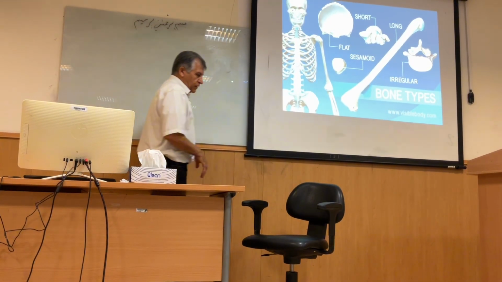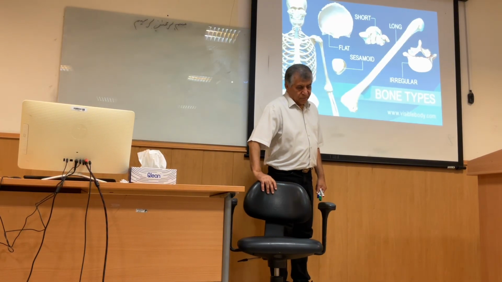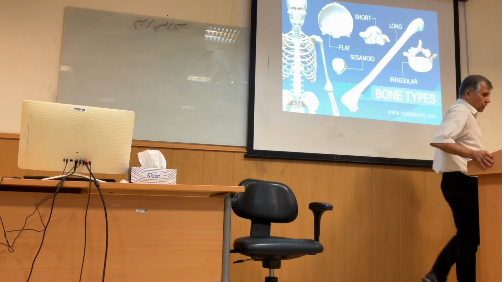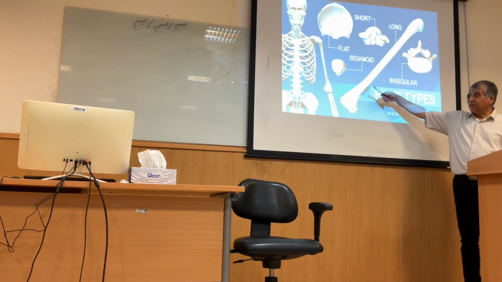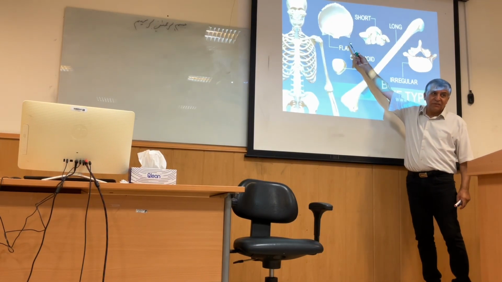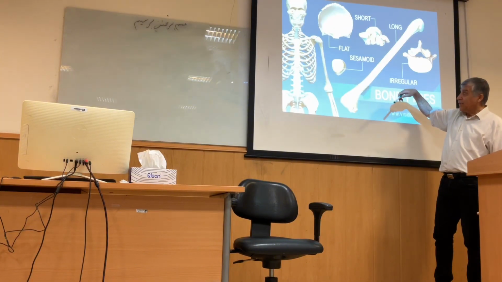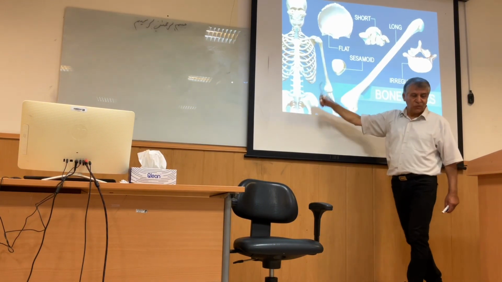In this figure, you see the types of bones of the body: long bone, flat bone, short bone, irregular bone, and sesamoid.